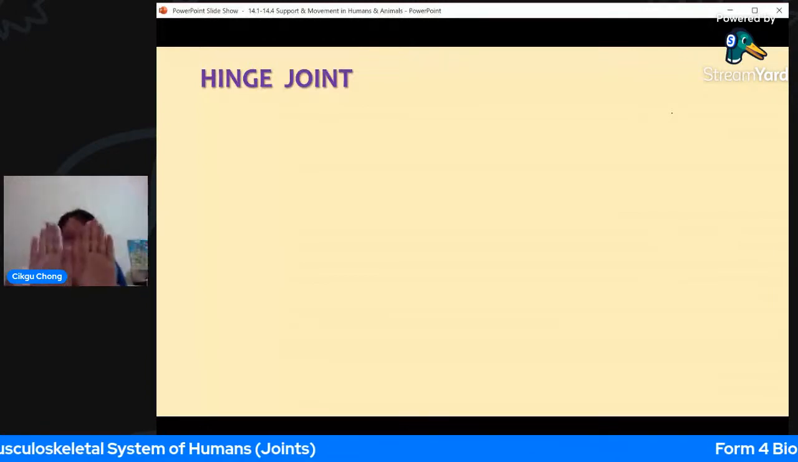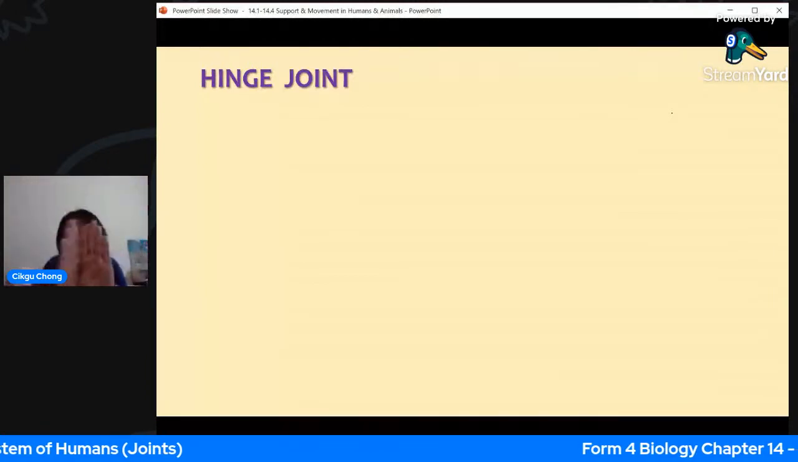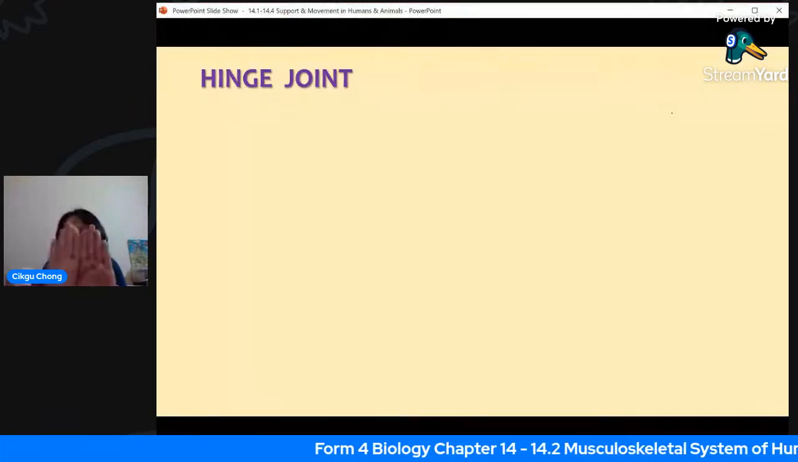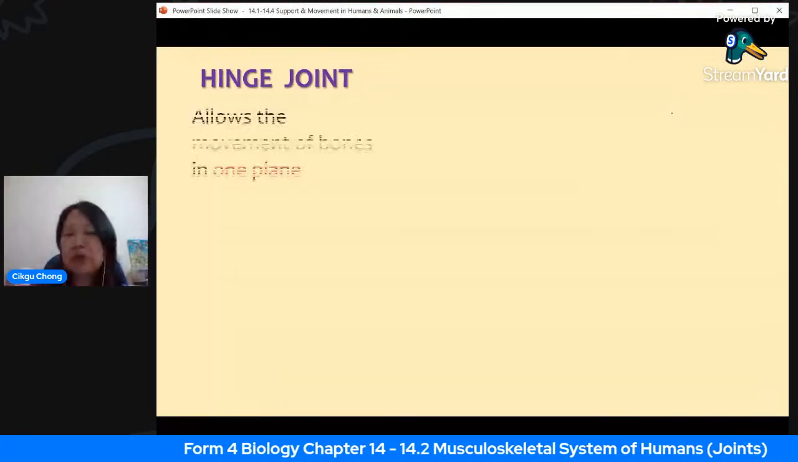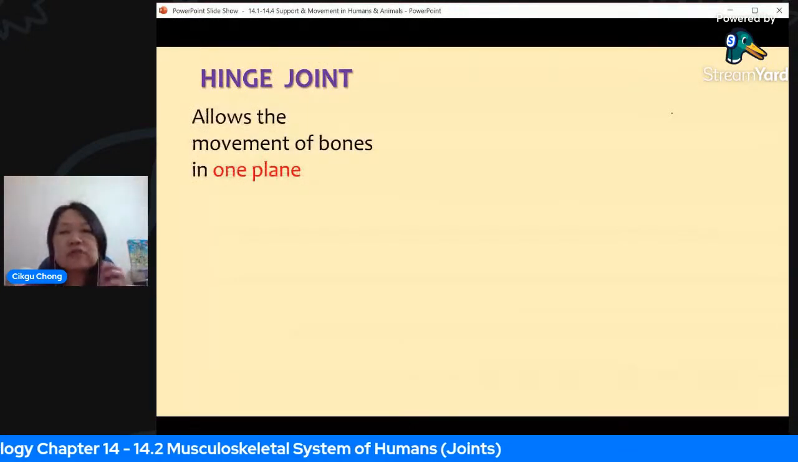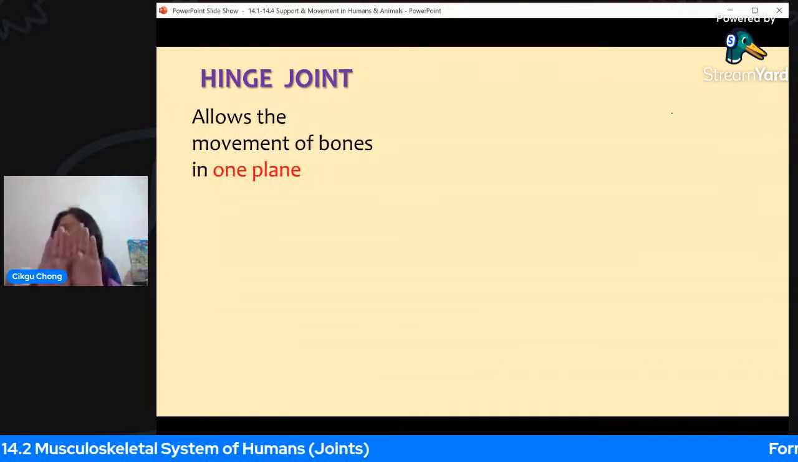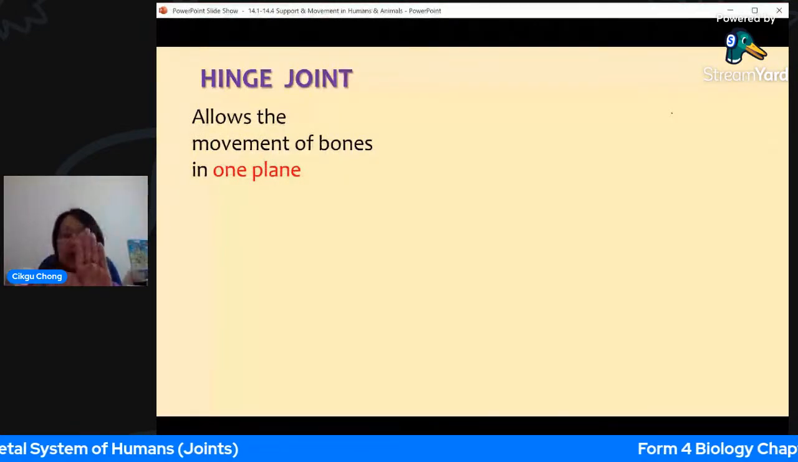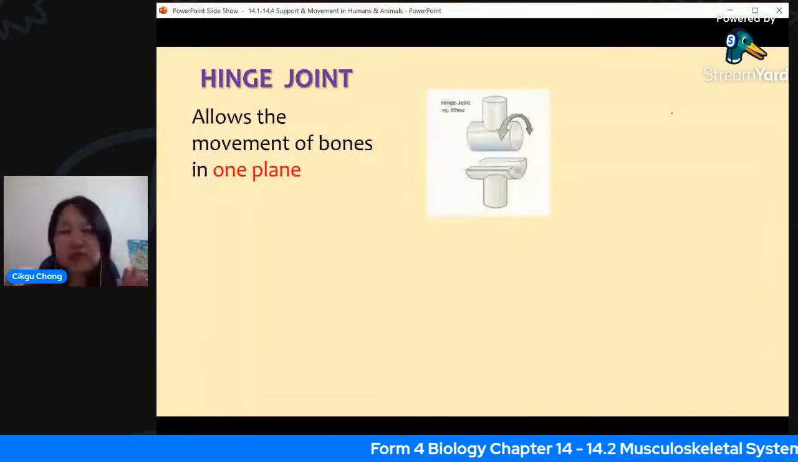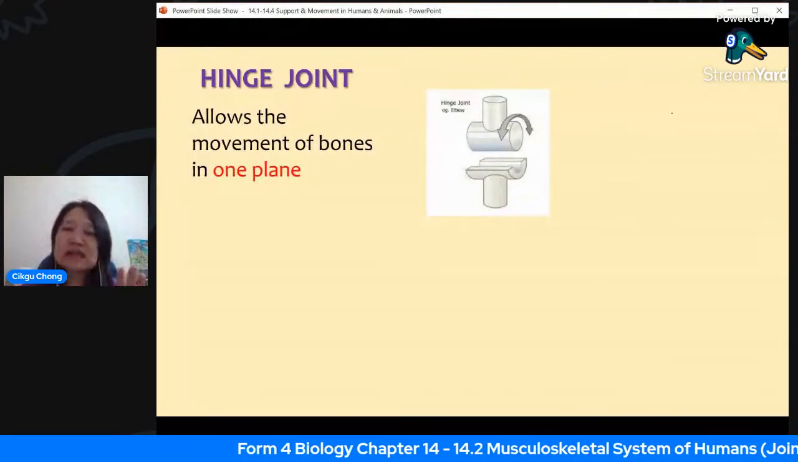The door opens like this, isn't it? So it just folds like that. It's just in one plane, not one direction, but one plane. It allows the movement of bones in one plane. That means it can only move this way. It cannot move like that or like this. It doesn't afford that kind of movement. Okay, so this is basically a diagram to show your hinge.